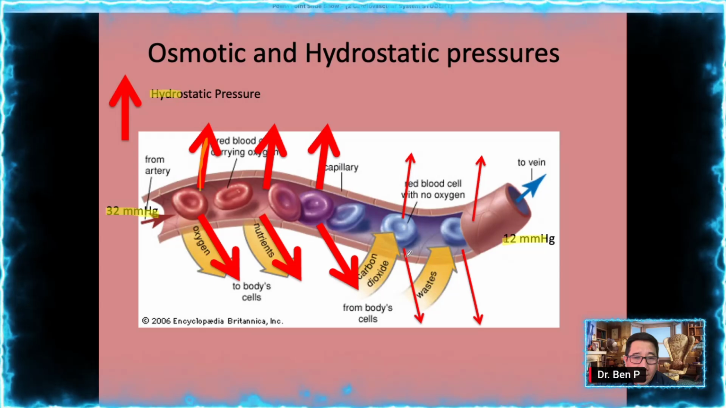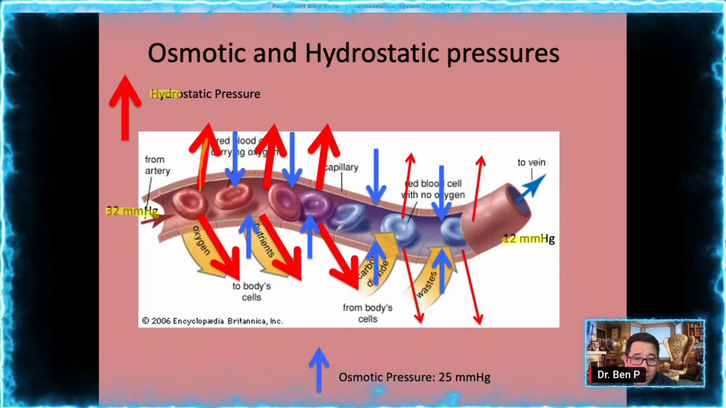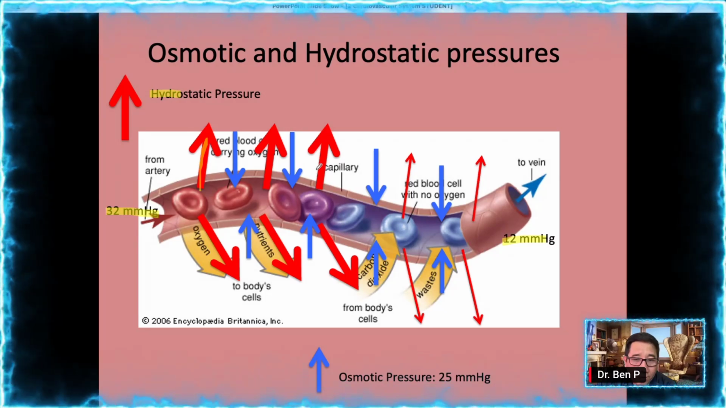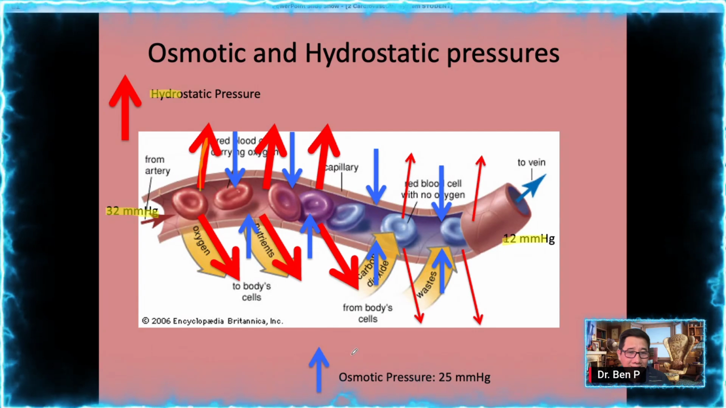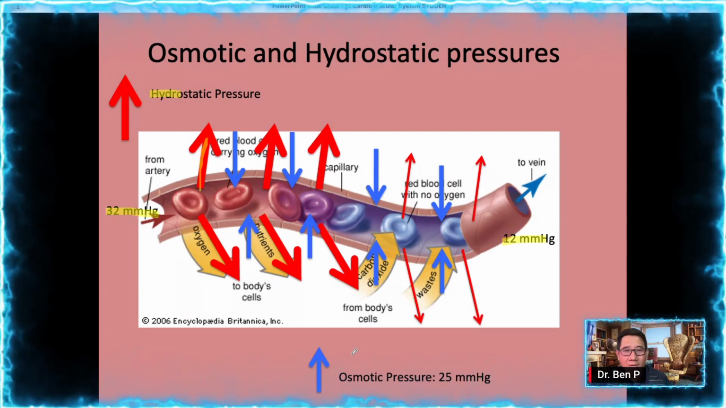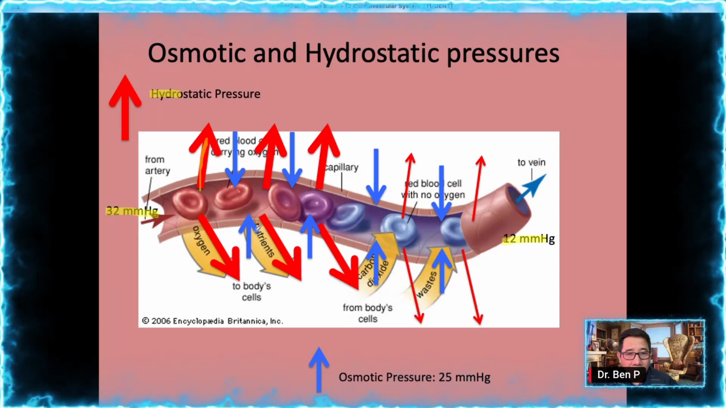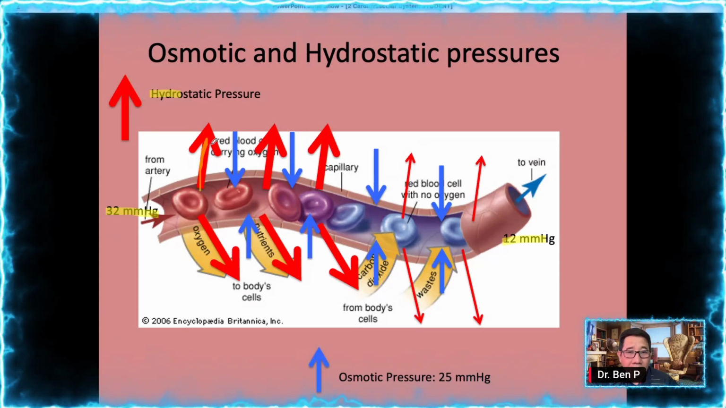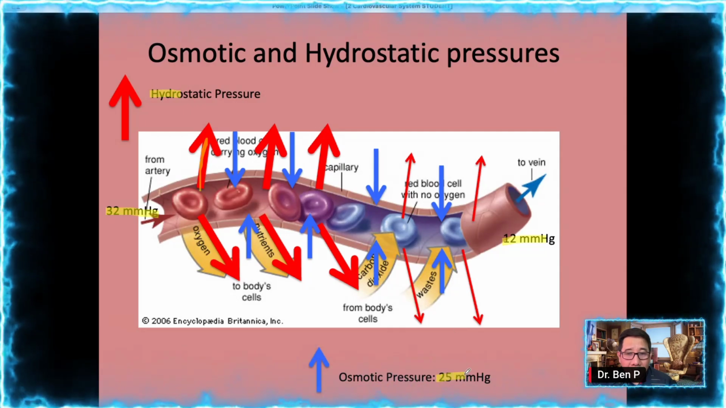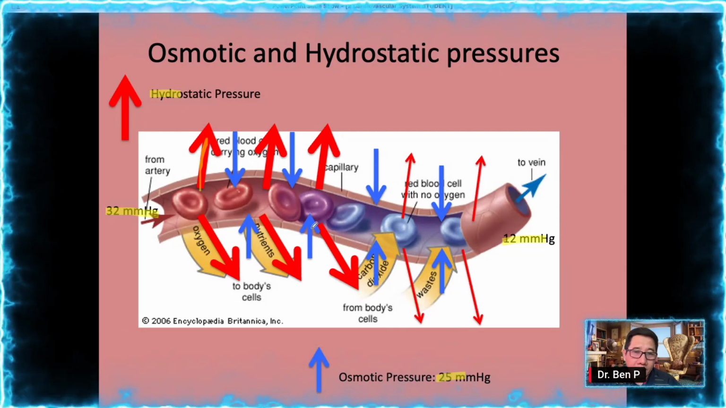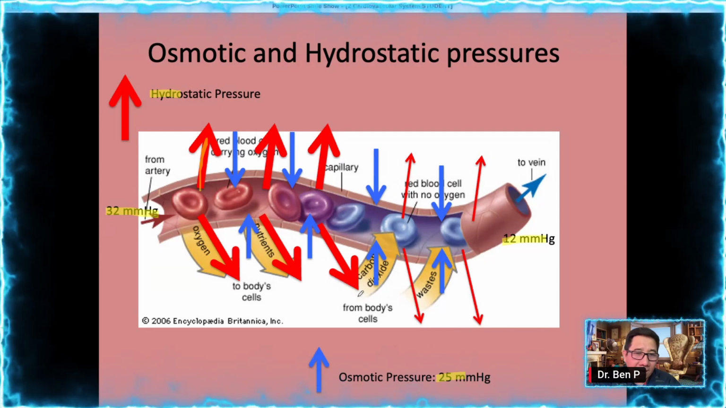And then you have the osmotic pressure. It's a constant pressure that pushes stuff in. Think of osmotic, osmo, suck it in; hydrostatic, hydraulic, you push it out. You use hydraulics to push things up and out. So that's the hydrostatic pressure. The osmotic pressure is at 25 millimeters of mercury throughout. Therefore, on the arterial side, you have 32 pushing out, 25 pushing in.